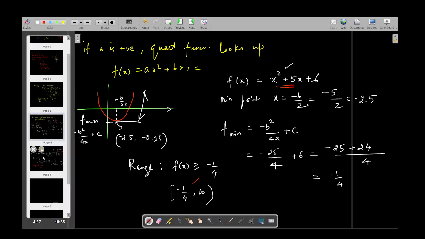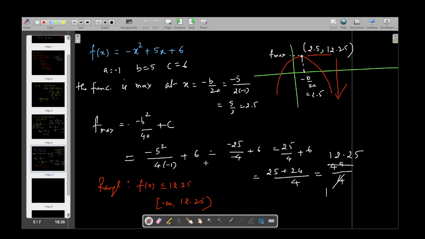And one more change. Here I had written closed bracket for minus infinity. This is not true, and here this is not true. This is also not true. So it is actually minus infinity to 12.25. This is included.